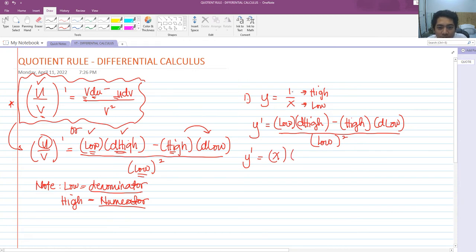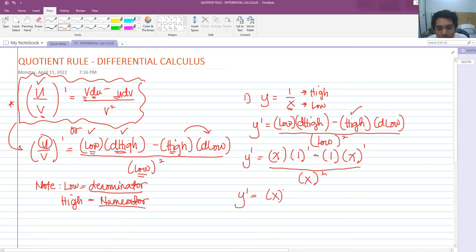So we get the derivative of high. That is 1 prime, signifying the derivative, 1 prime. Minus, we have high. Copy the numerator, so we have 1 multiplied by the derivative of the low, which is x prime, all over low squared. So we simply square the denominator, so we have x squared. So that's it.